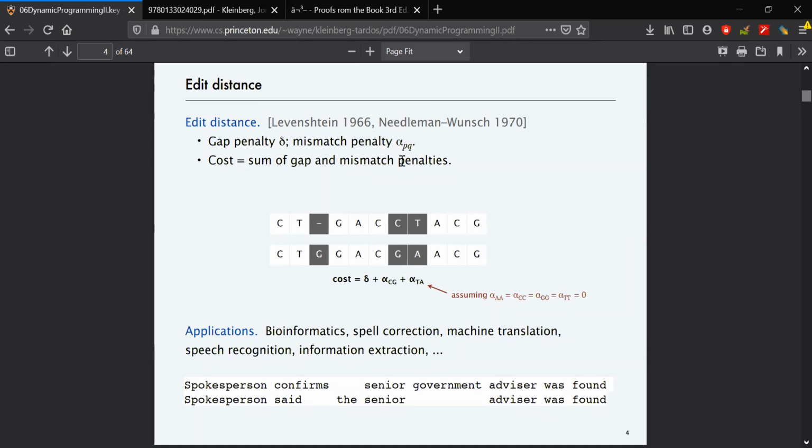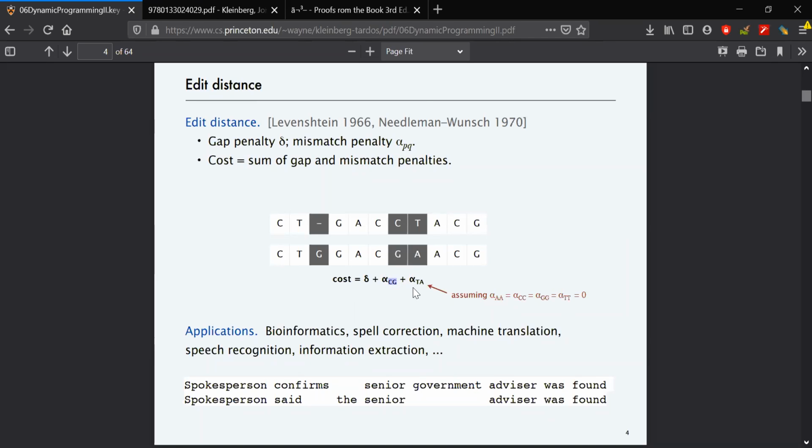I'll explain the subscripts here. Now there are two mismatches here, and you get a mismatch penalty for each. But for us, we'll consider this mismatch to not depend on which alphabets are mismatched. For us, it's going to be the same number, alpha.